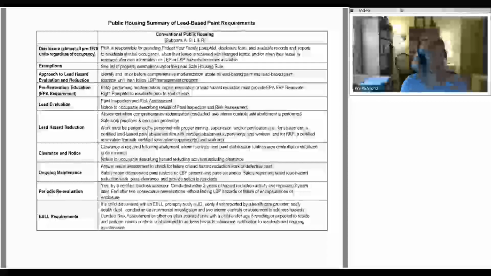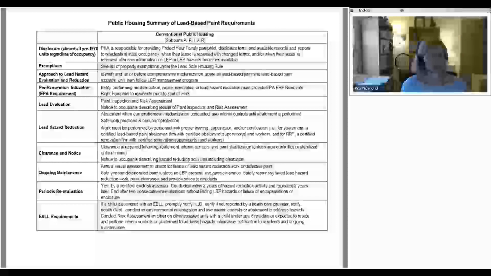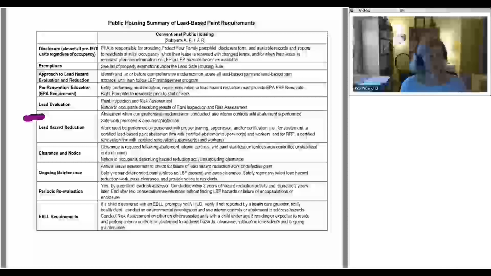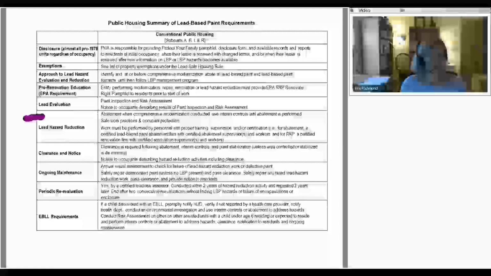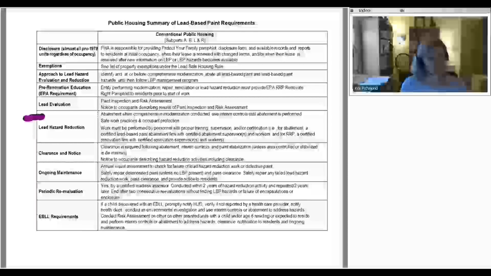Here's our summary chart, so this can help us a little bit more. If we identified during that risk assessment work that needed to happen, we would be doing abatement if we had modernization funds. If not, we were doing interim controls. And so for our abatement, we need to have our abatement supervisors, our abatement workers. For interim controls, we have someone who's trained in RRP to do that work. We would need to be having clearance done. If we had abatement done, then we need to have a risk assessor or a lead inspector do that clearance. If we had a lesser type of reduction done, we could have a clearance technician do the clearance.